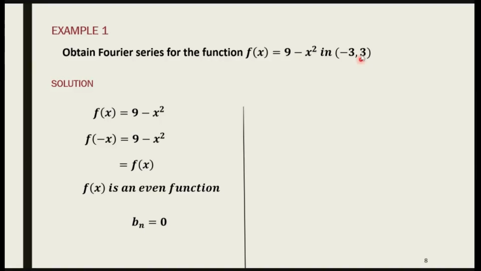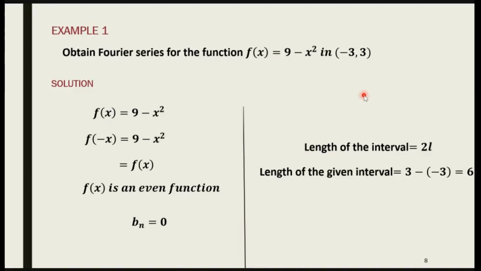So can you write directly the value of L from the interval, or we want to calculate the length of the interval? कैसे भी हमको L निकालना है. ठीक है. Either you can calculate L directly from minus L to plus L, दिया है तो L की वैल्यू 3 होगी. Otherwise you always calculate the length of the interval. तो यहाँ पे normally 2L होना चाहिए. यहाँ पे है 3 minus of minus 3, that is equal to 6.